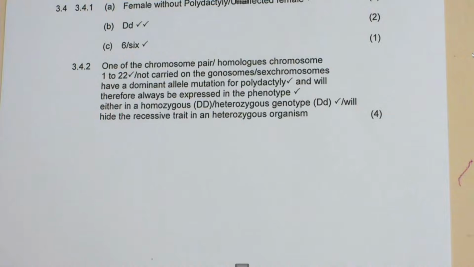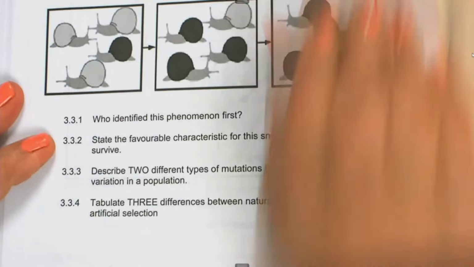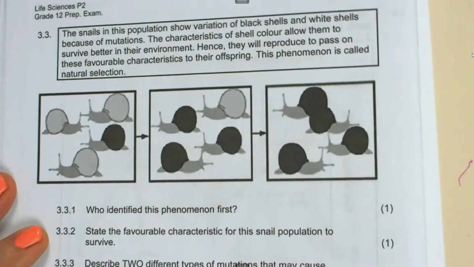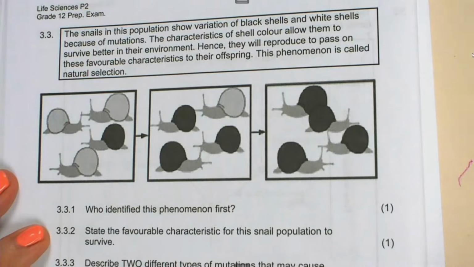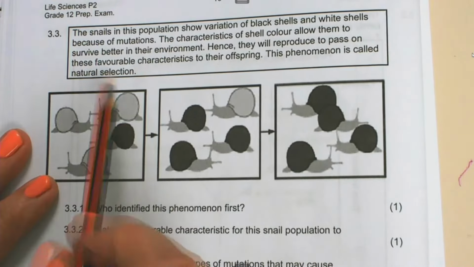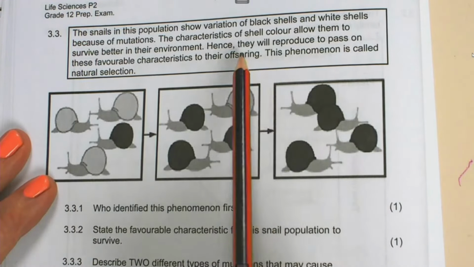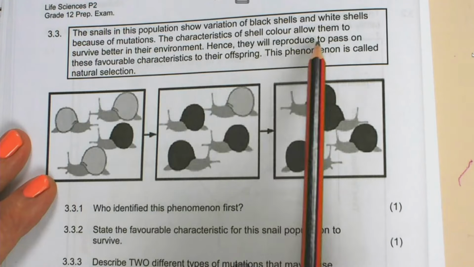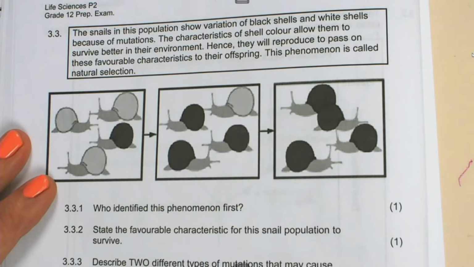Question 3.3, the question on natural selection. They give that the snail population shows a variety of black shells and white shells. The characteristics of the shell color allow them to survive better in the environment, hence they reproduced to pass on the favorable characteristic. The phenomenon is called natural selection.